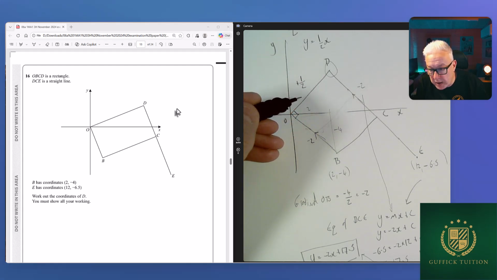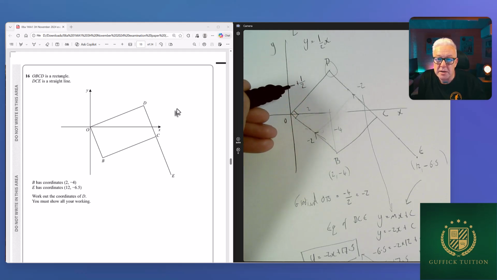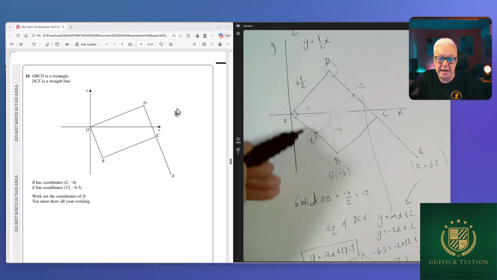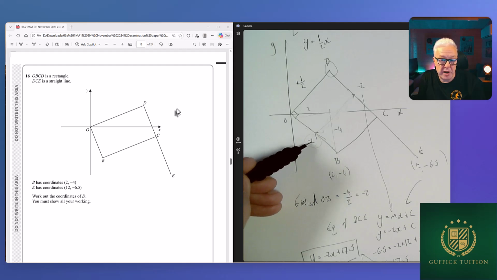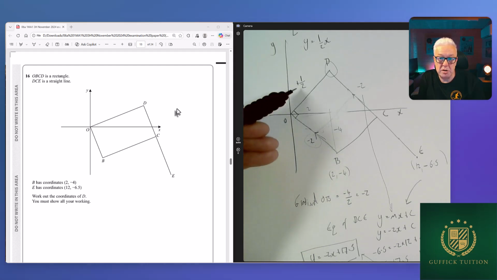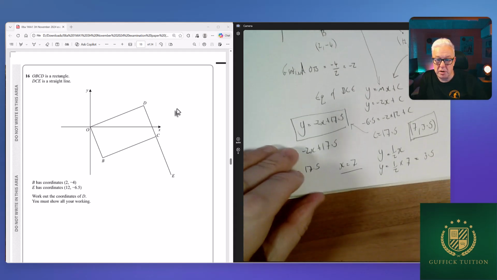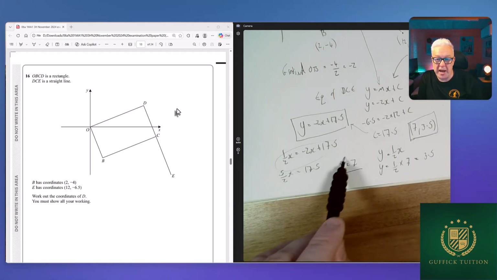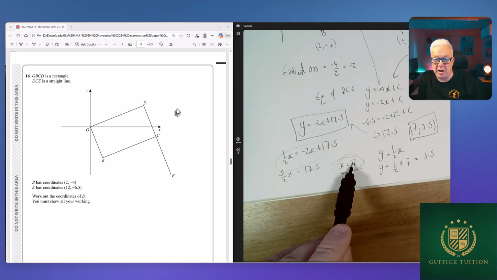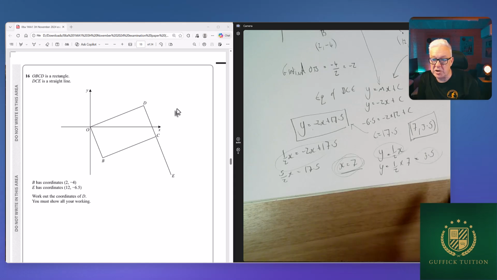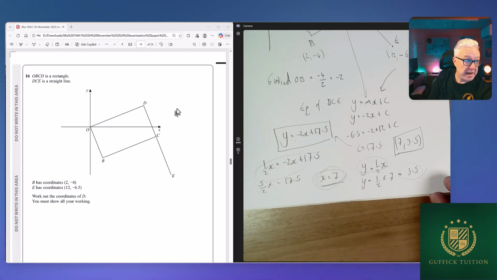Let's have a look at what we're going to do for this one here. So basically, it's going to be y is equal to 1/2x, because we use the fact that the gradient is the negative reciprocal. So we basically flip the gradient from -2 to positive 1/2. It goes through the origin, so therefore its equation is y equals 1/2x. Then to find D, we put those two equations equal to each other here, and we solve for x. And then once we've got x, we could put it in either that equation, or we could put it into the 1/2x equation. And it made sense to put it into the 1/2x equation because it was easier. And that gave us the point 7, 3.5.